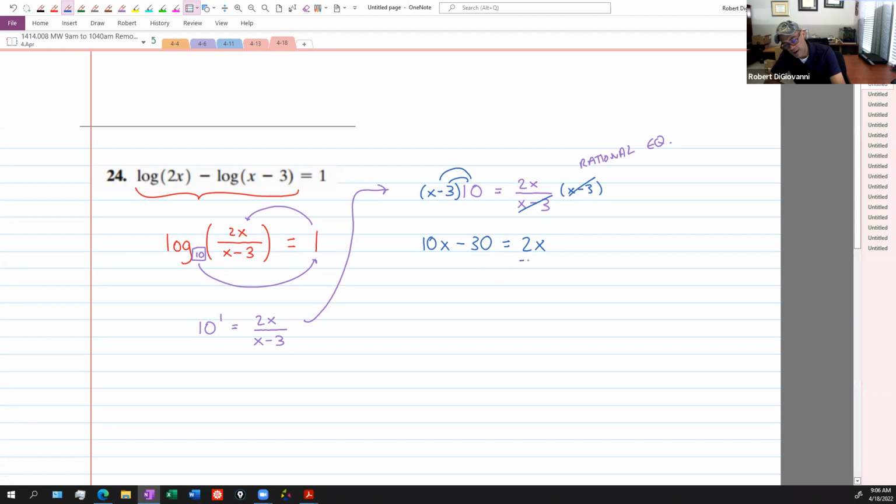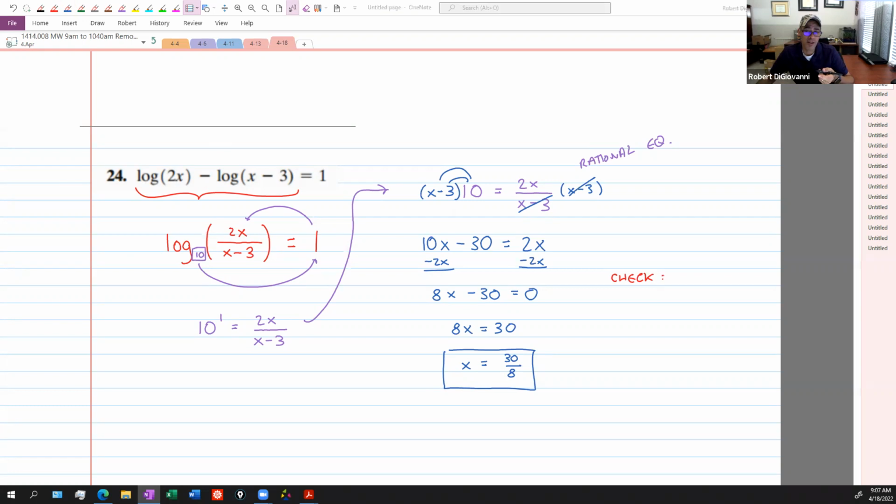Let me subtract 2x from both sides. That'll give me 8x minus 30 equals 0. I can add 30 to both sides, and divide by 8. So x is 30 over 8. Now we have to check this answer. Remember, we have to check it. To check it, we just want to make sure that when we plug it in, we don't ever get a negative number or 0 inside the logarithm.